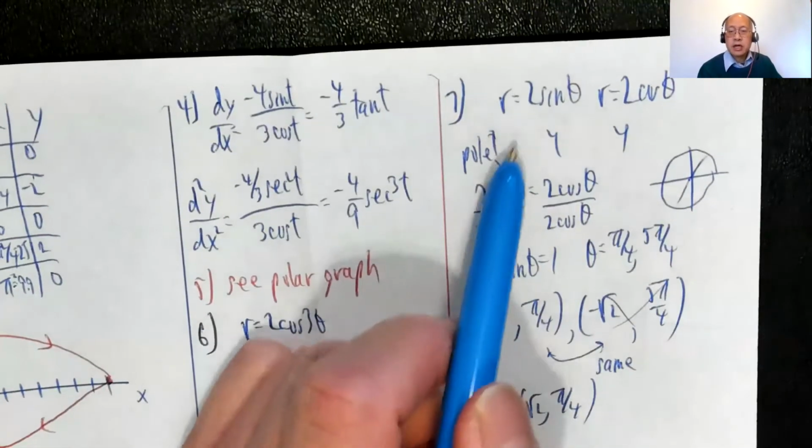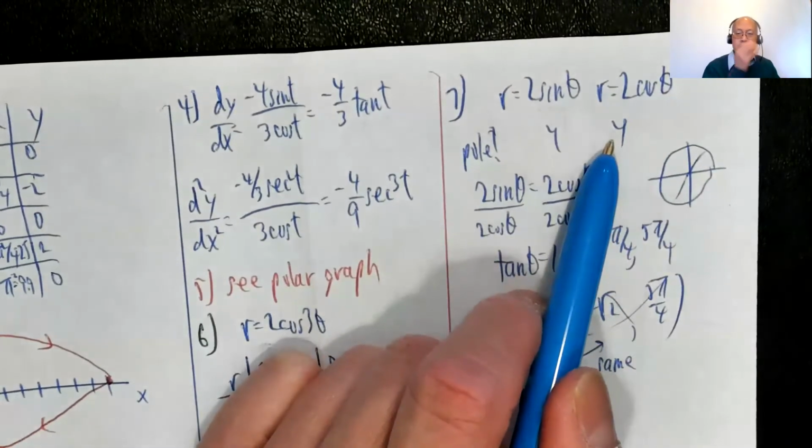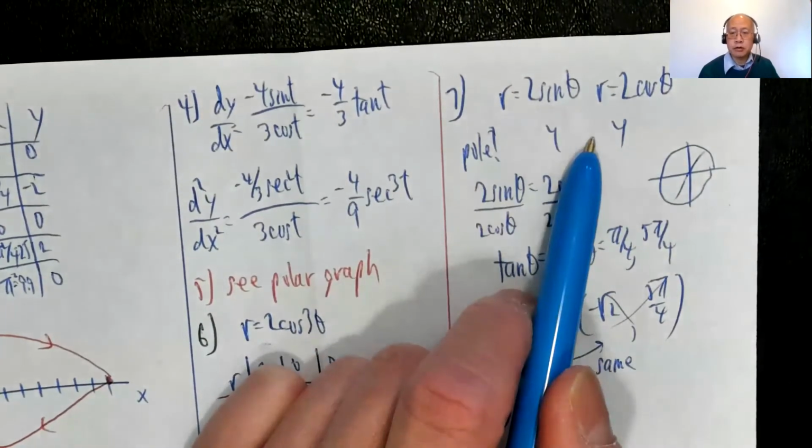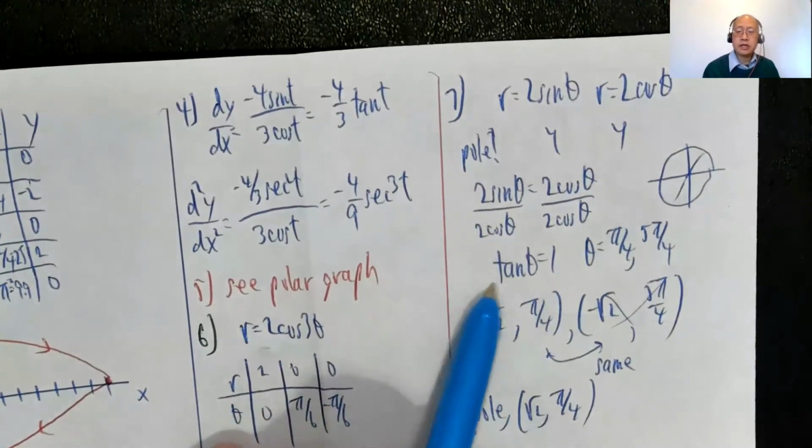Number 7, where do the graphs touch? Does this ever come into the pole? Yes, when theta is 0. Does this come into the pole? Yes, theta is pi over 2, so they touch at the pole. Then set them equal. Divide both sides by 2 cosine theta. Tangent theta is 1.